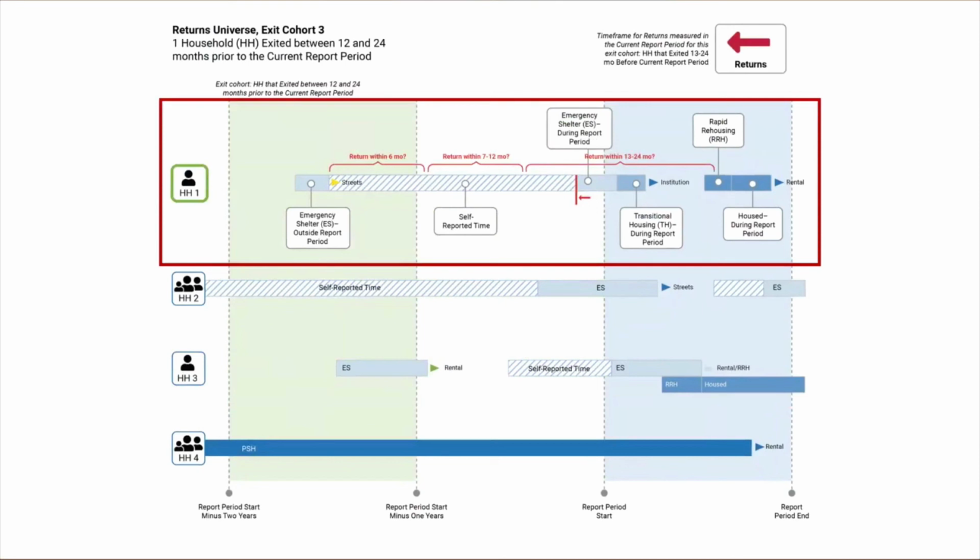With this universe as our denominator, we can look at 6-month, 12-month, and 24-month returns to the homeless system, shown with the red brackets. Household 1 returned to the homeless system within 13 to 24 months from their exit. This example has no returns during the 6 and 12-month periods. Though Household 2 returned to the system during this time period, the household was not part of the universe since they didn't exit the homeless system between 12 and 24 months prior to the report period.